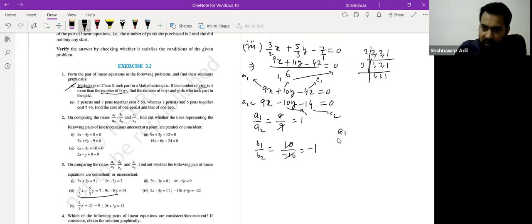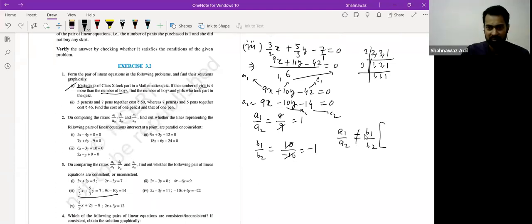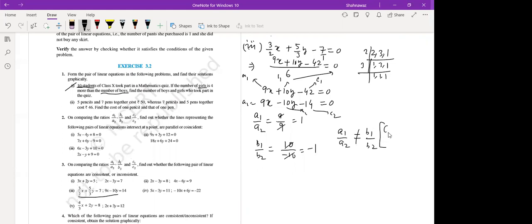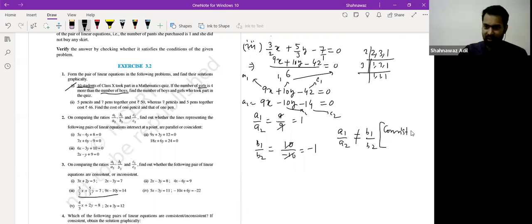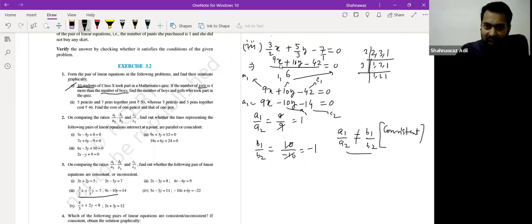So A1 by A2 is not equal to B1 by B2. So this is consistent. Unique solution. They are asking only about consistent or inconsistent. So now let us try with Rizwan sir's method.